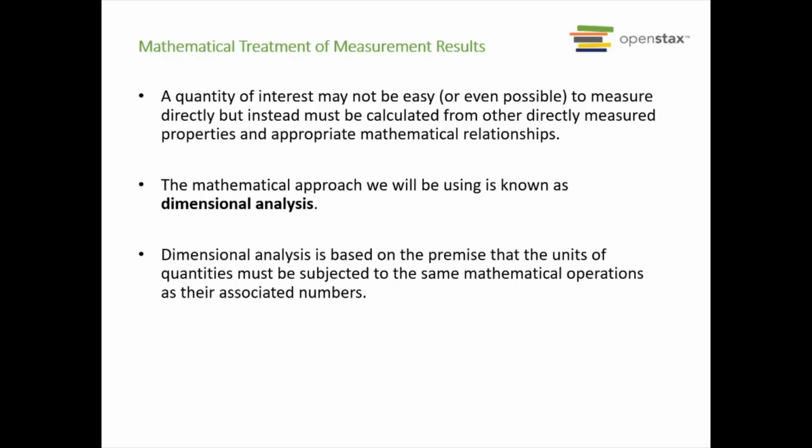So quantities may not be that easy to measure directly, but we can get them from some other measured quantity and use a mathematical relationship to convert from one to the other. And this is called dimensional analysis. So this is based on the premise that the units of quantities must be subjected to the same mathematical operations as their associated numbers. And we're going to dissect what that means as we go along.